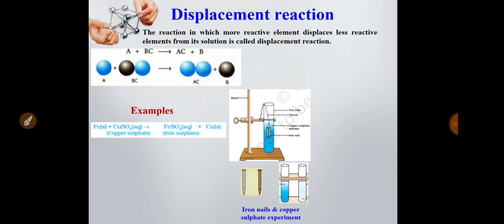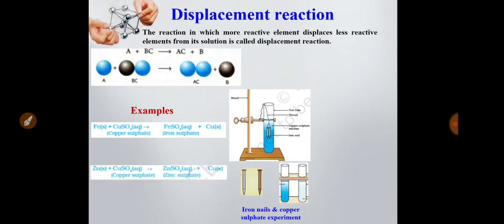You can see that the iron nail is getting brown colored, that means there is copper deposition, and the solution changes from blue to light green, that means the blue color copper sulfate solution is converted to light green color iron sulfate solution. So you can see that the reaction is taking place, and here iron is more reactive, so it displaces the sulfate from copper sulfate to form iron sulfate. So sulfate is displaced from copper sulfate, that is the displacement reaction.